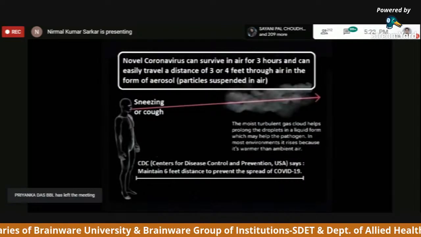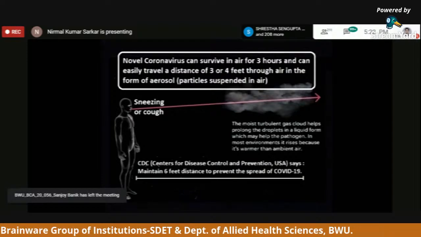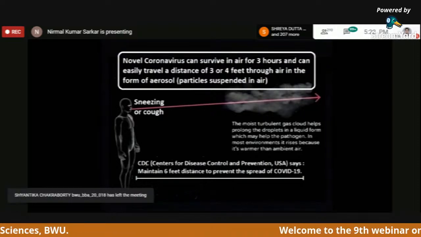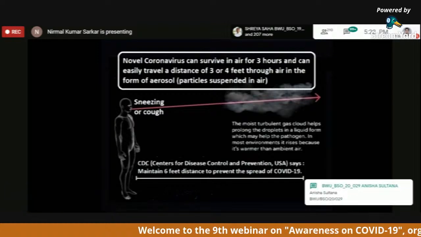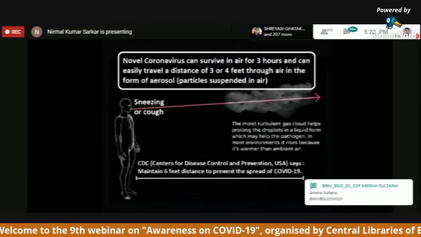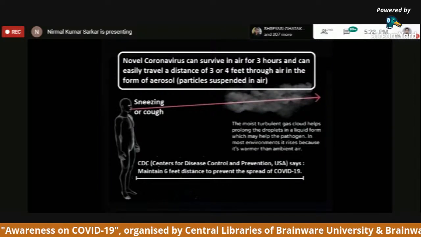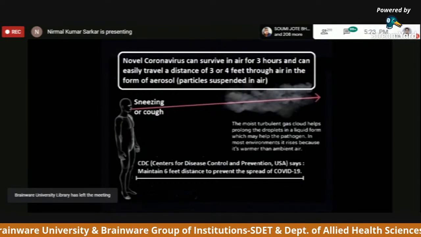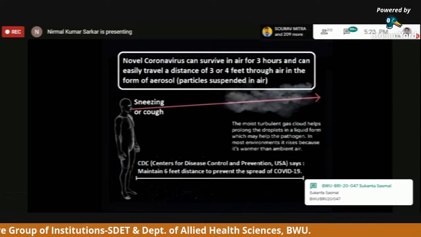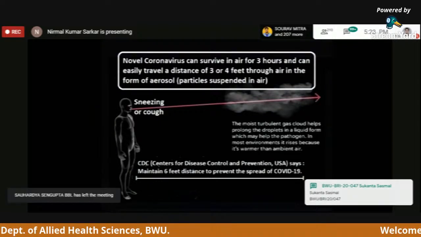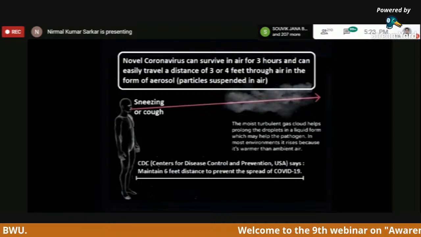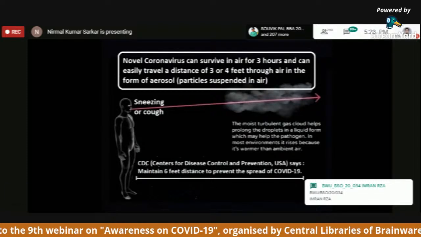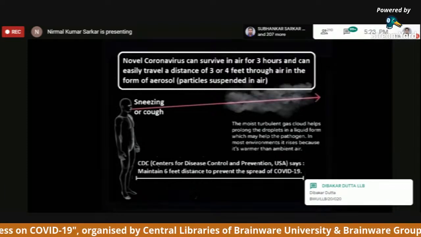It is now held by experts that novel coronavirus can exist in active form for 3 hours or even slightly more, and can travel a distance of 3 or 4 feet through air in the form of aerosol or finest particles suspended in air. Remember, novel coronavirus particles are just 120 nanometers in diameter. During sneezing or coughing, droplets scatter in the air like a gas cloud, in which many of the virus particles remain suspended.